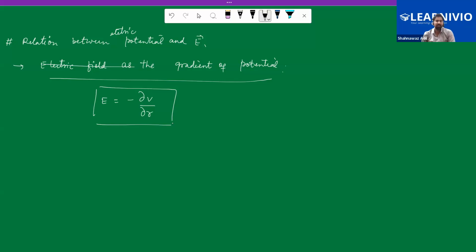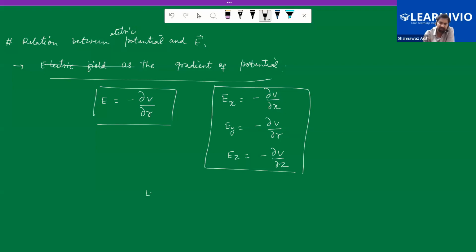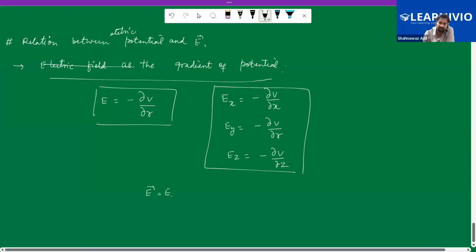Let's say that this electric field will have three components. This is a vector quantity, right? So if you want to calculate the x component, this would be minus dV by dx. The y component would be minus dV by dy. The z component would be minus dV by dz. These are the electric field components, and the final electric field would be Ex i plus Ey j plus Ez k.